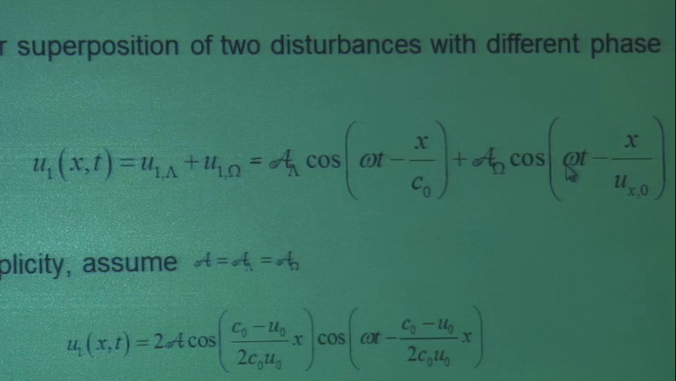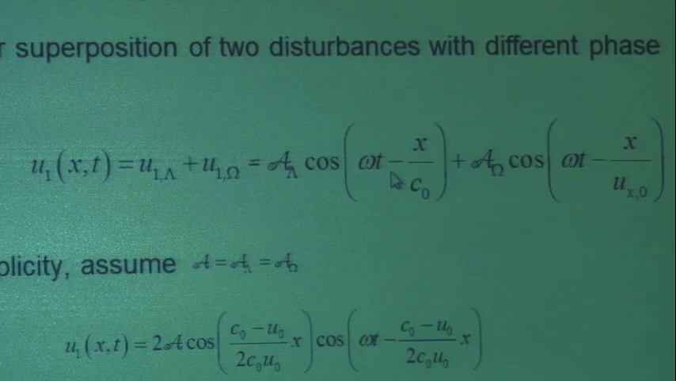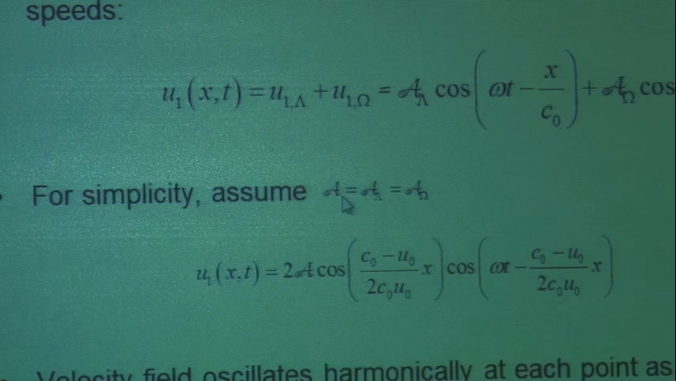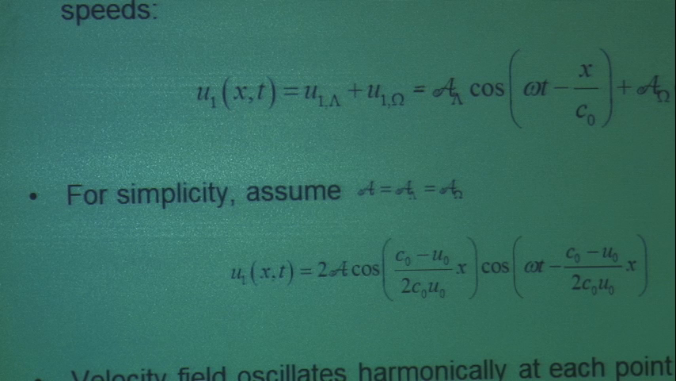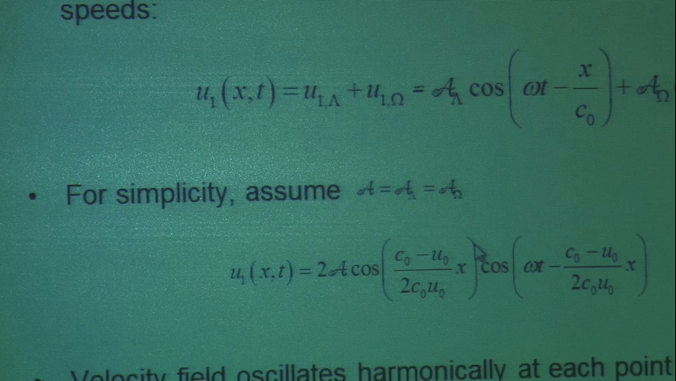Now, just to keep the expression simple, let's assume that the amplitudes of the acoustic and vortical disturbances are the same. So we can just replace these A sub lambda or A sub omega by just A. If you add these two up, you can use some trigonometric identities and show that the sum of this term and that term equals that. We've taken two terms which both have a space-time dependence, and we've now written it as a product.